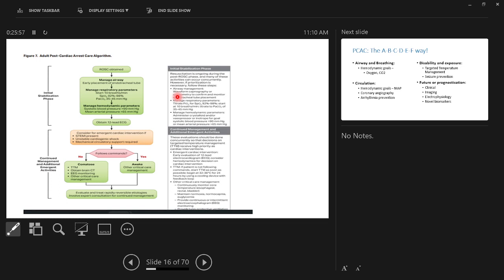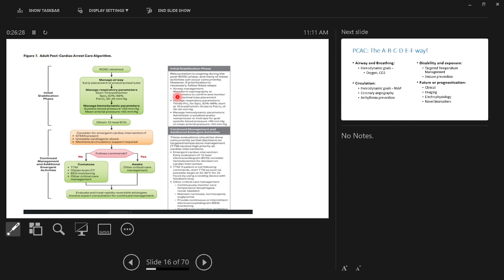And then we have to obtain a 12-lead ECG within the initial stabilization phase. After getting the 12-lead ECG, we have to consider the indications for emergent cardiac intervention, where we have to shift the patient to the cath lab immediately. Then after that, we have to see the response of the patient, whether he is able to follow commands or not. If he is able, then we do the other critical care management. And if he is not obeying commands, then we can try for any pathway that can improve neurological recovery.